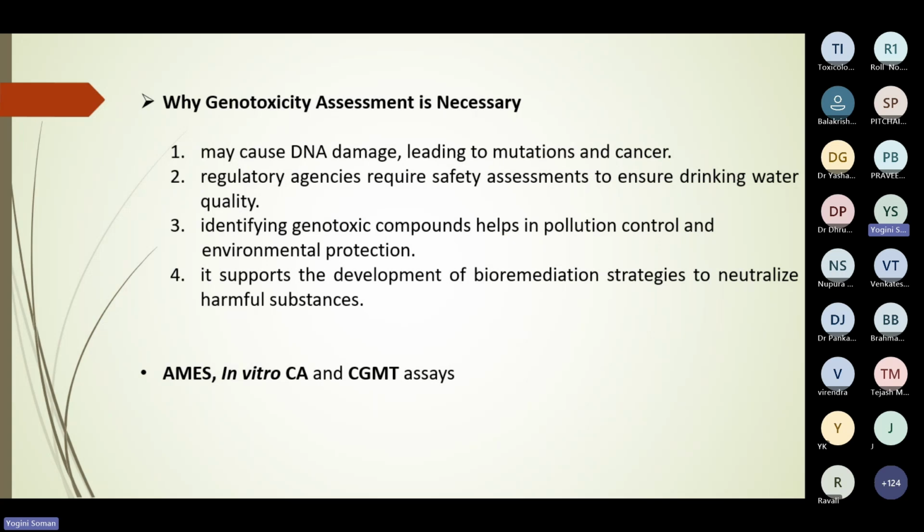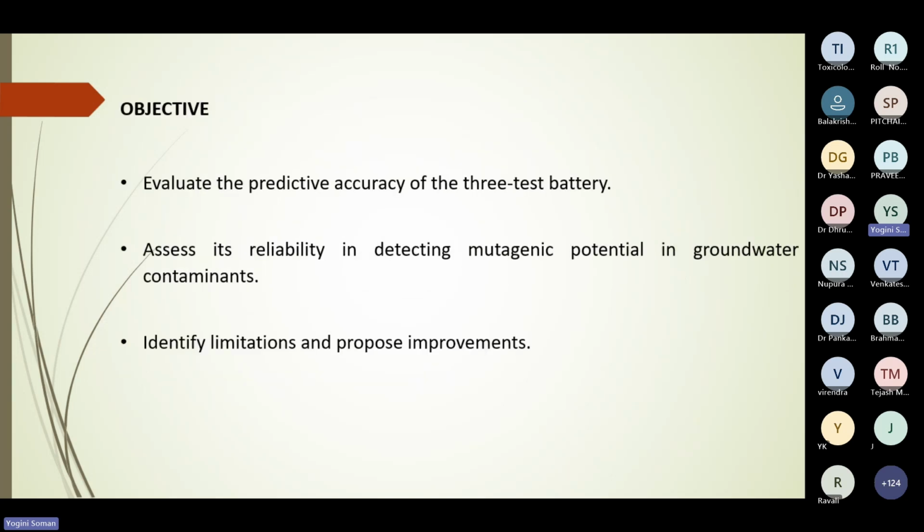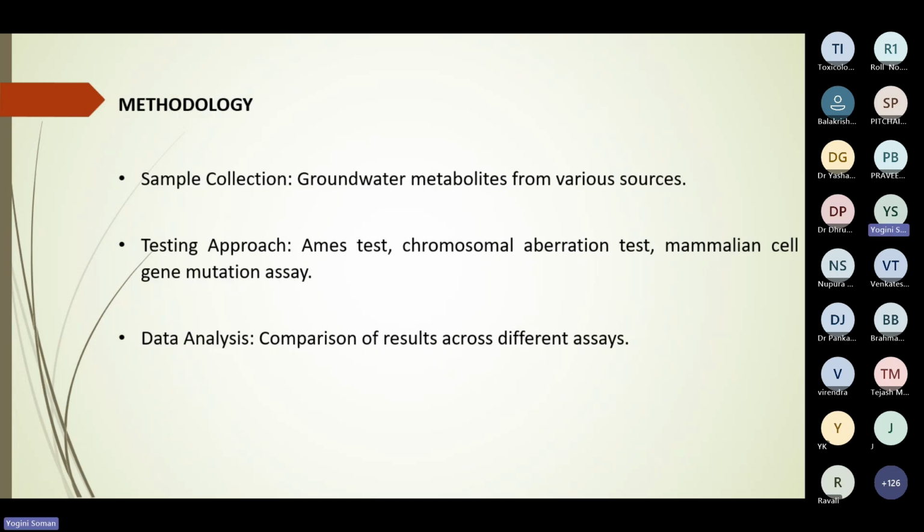So, in this study, they conducted the Ames in vitro chromosomal aberration assay and the cell gene mutation assay. For that purpose, they used groundwater from 18 different contaminants, and the method.